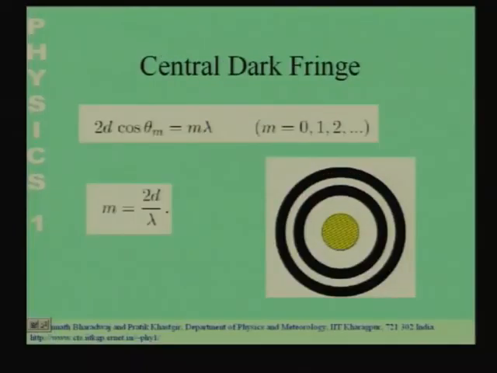So, in the first half of this lecture I have tried to give you an idea of what the Michelson interferometer looks like and how it functions. Let us now go into slightly more detail into the fringe pattern that you expect to see. Suppose we have adjusted the whole interferometer so that at the center of the field of view you have a dark fringe.